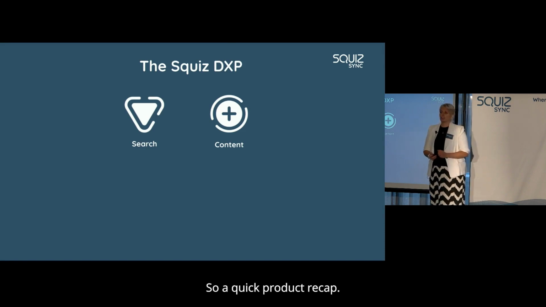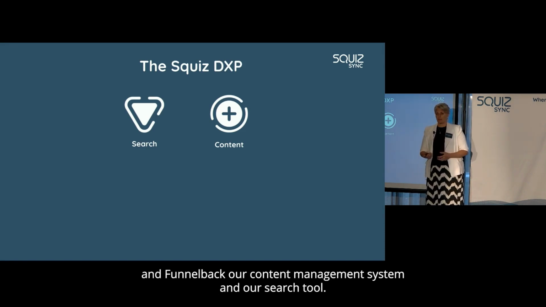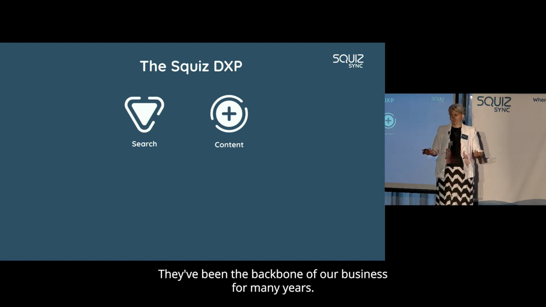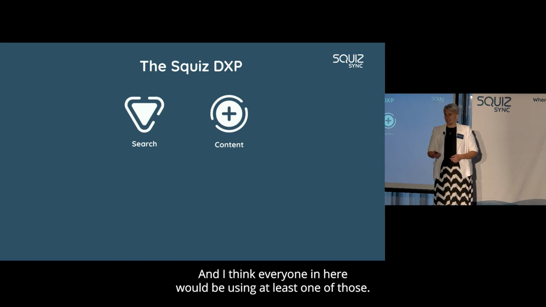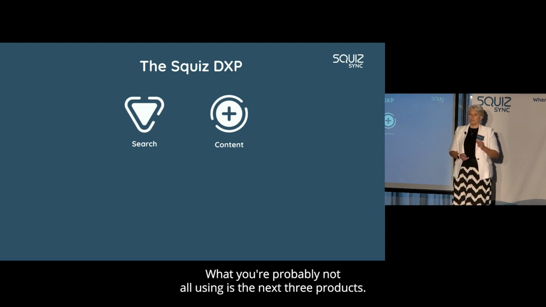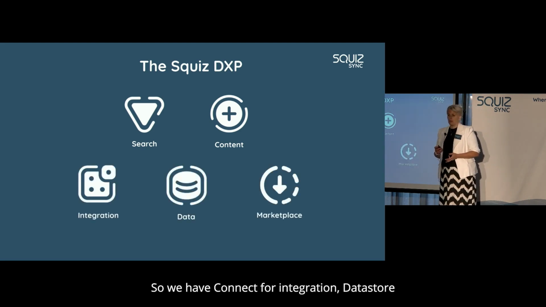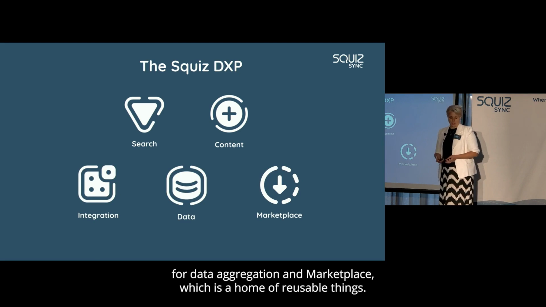So a quick product recap. All of you would be familiar with Matrix and Funnelback, our content management system and our search tool. They've been the backbone of our business for many years, and I think everyone in here would be using at least one of those. What you're probably not all using is the next three products. So we have Connect for integration, Data Store for data aggregation, and Marketplace, which is a home of reusable things.